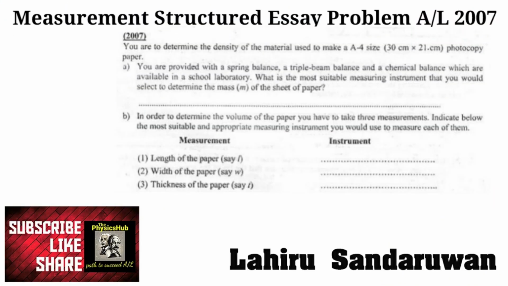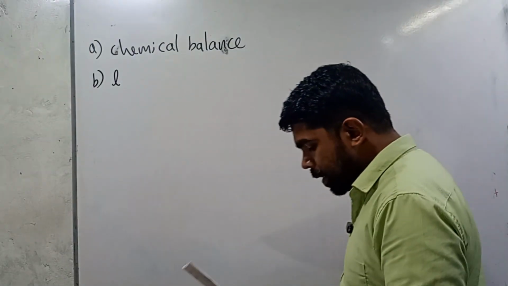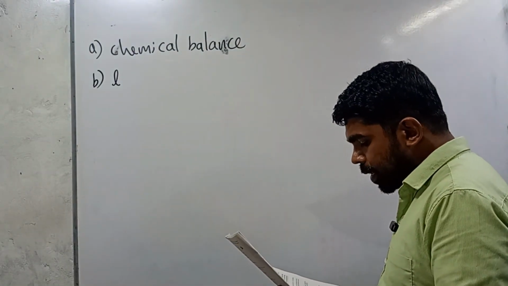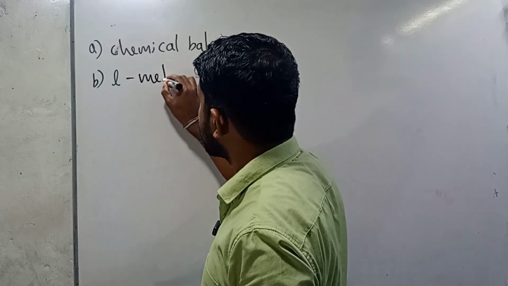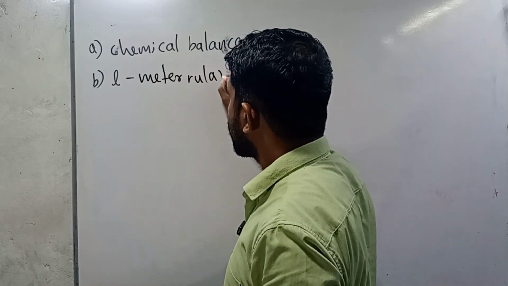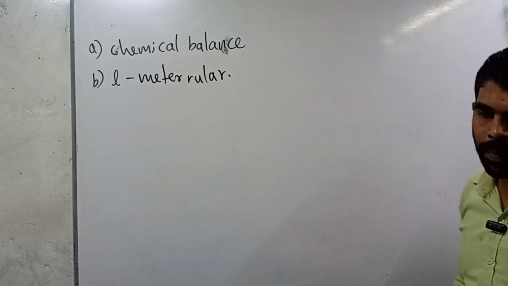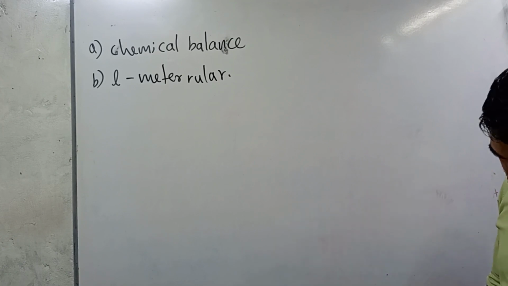Then part B: in order to determine the volume of paper, you have to take three measurements. Indicate below the most suitable and appropriate measuring instrument you would use to measure each of them. Part 1, length of the paper. Length of the paper is given as 30 centimeters. We can use a meter ruler. We can obtain 10 centimeter or more than 10 centimeter lengths by using a meter ruler.